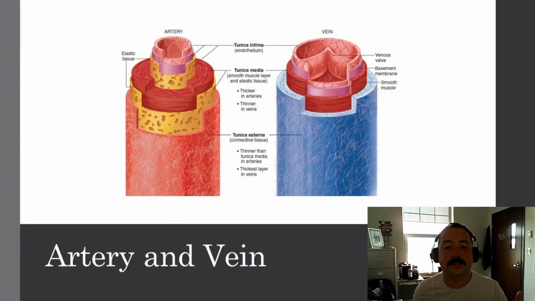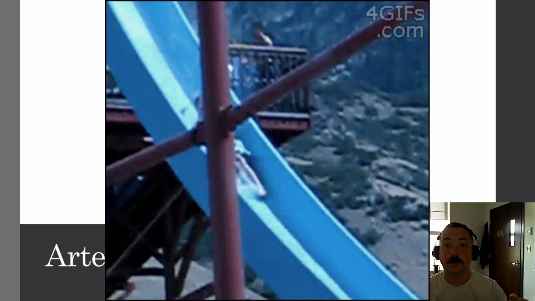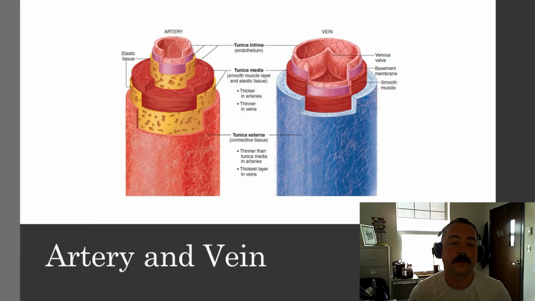The inner layer is called the tunica intima, which is a very smooth layer of tissue. The reason it's so smooth, just like in the endocardium, is to prevent agitating blood as it passes through and causing blood clots to form. So think of it like a slip and slide or a water slide. It has to be really smooth, otherwise you're just going to get caught up.